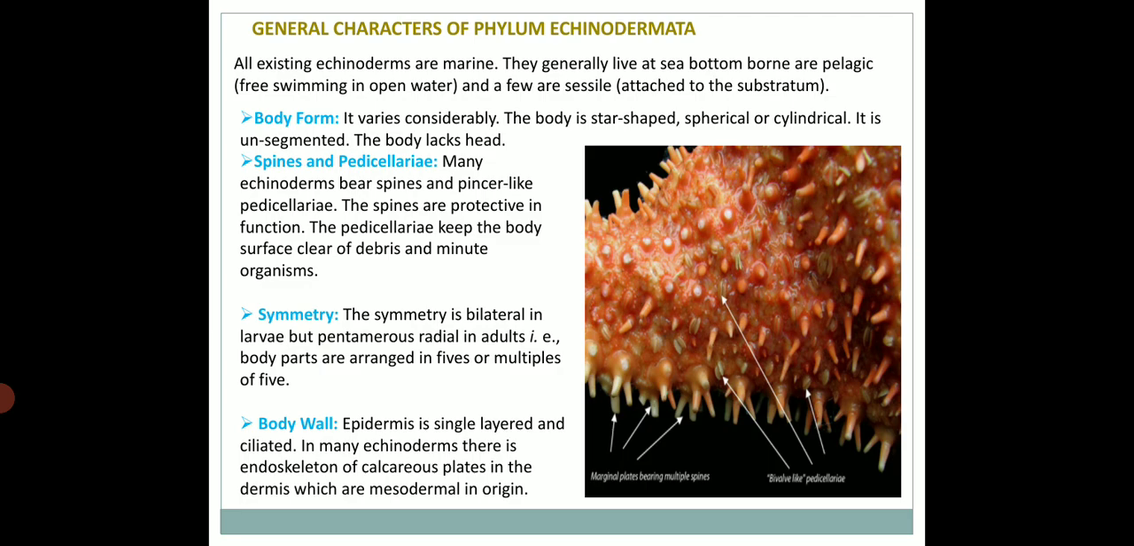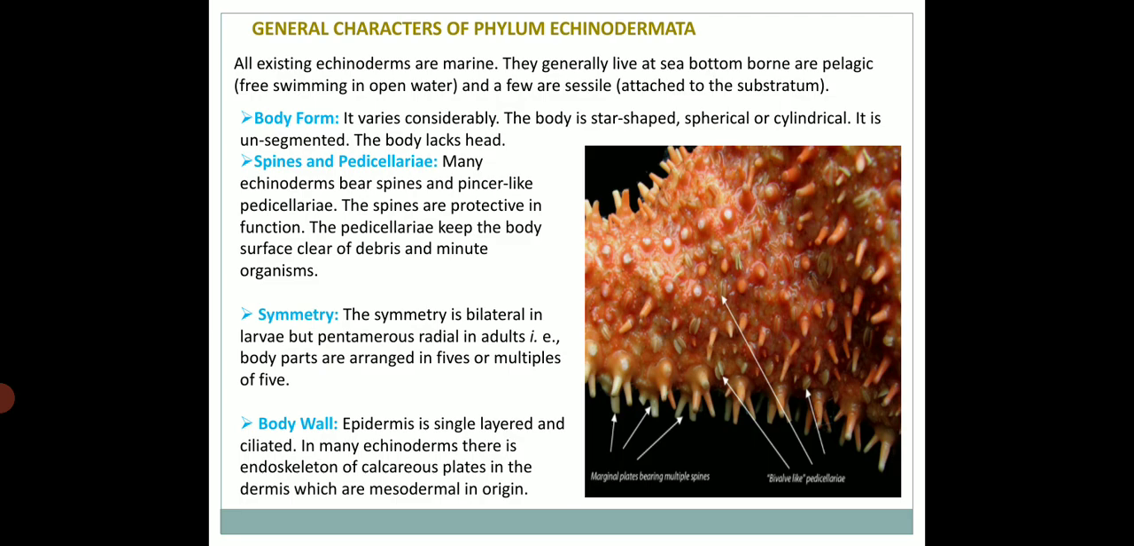Second one is spines and pedicellariae. There are many important structures you can observe in the echinoderms, and that is spines and pedicellariae. Many echinoderms bear spines and pincer-like pedicellariae. The spines are protective in function, and the pedicellariae keep the body surface of the animal clear of debris and also minute organisms. In this picture, you can have a look at both structures, the spines and the pedicellariae.